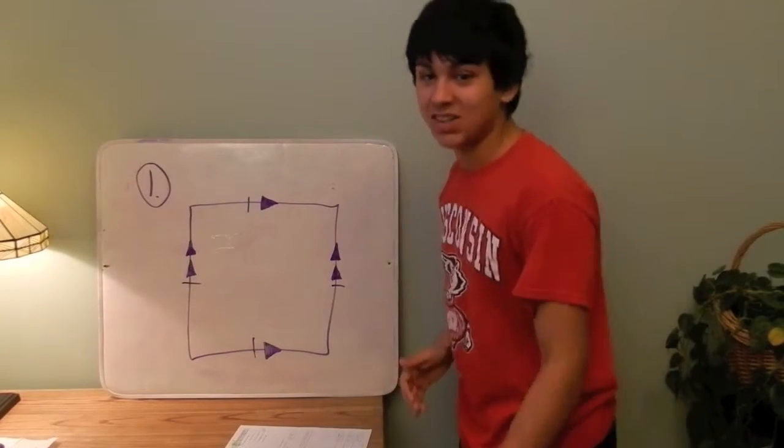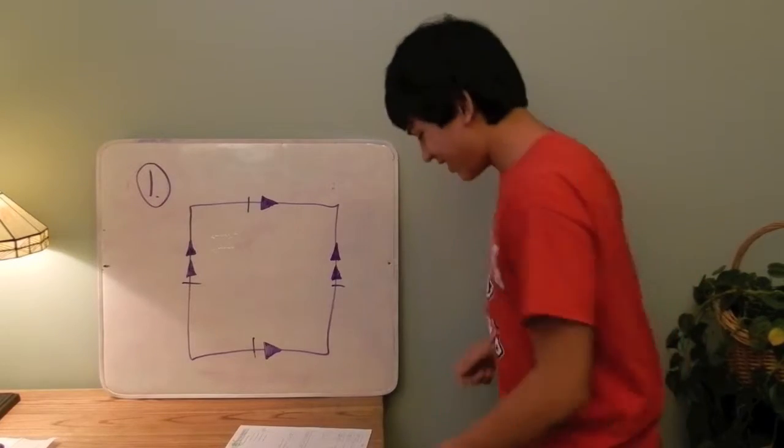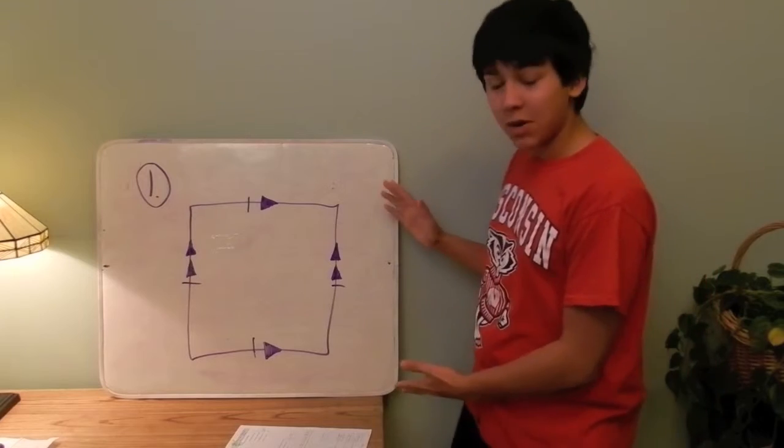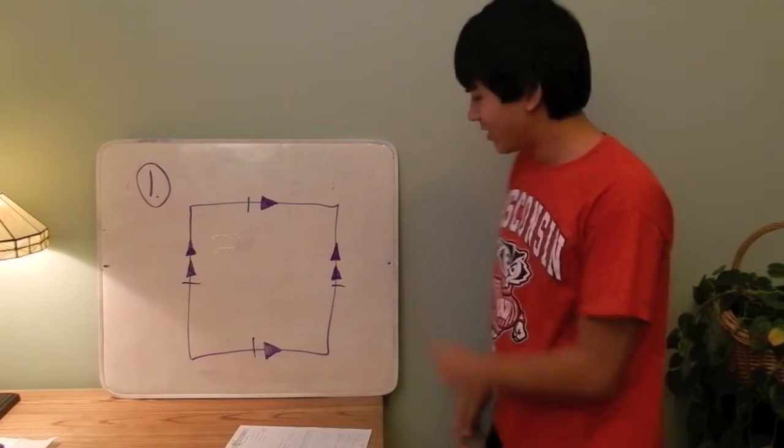Chapter 6, Test Corrections for Accelerated Geometry. Alright, question number 1. Determine the best name for the given quadrilateral.